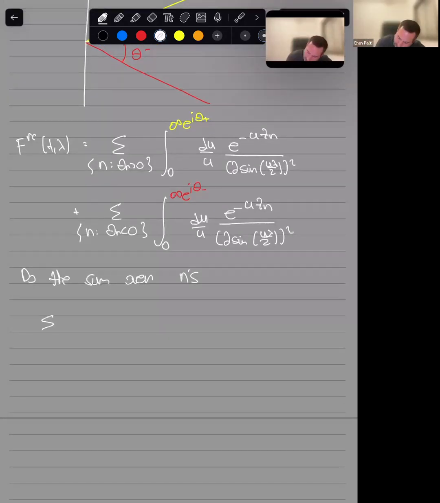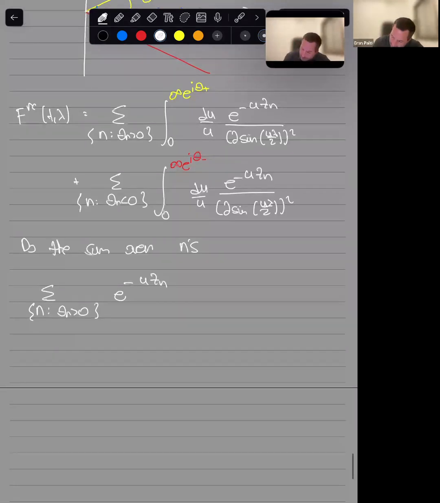So we have to do something. We want to calculate something like this: the sum over the n's such that all the angles are bigger than 0. So that's the yellow line. And then we want to sum this thing here, e to the u z_n. Let's see, how do we do this sum? Well, let's write this out. This is equal to the sum over n of e to the minus u, and then we write out this z_n, v plus i.